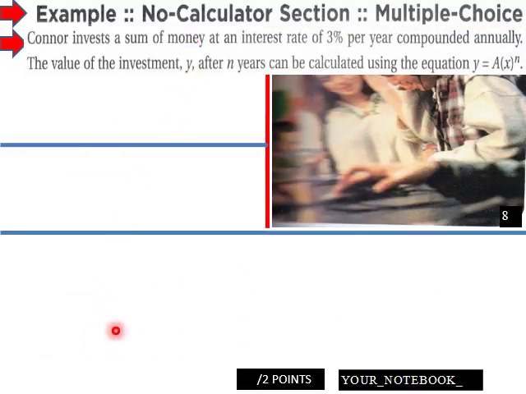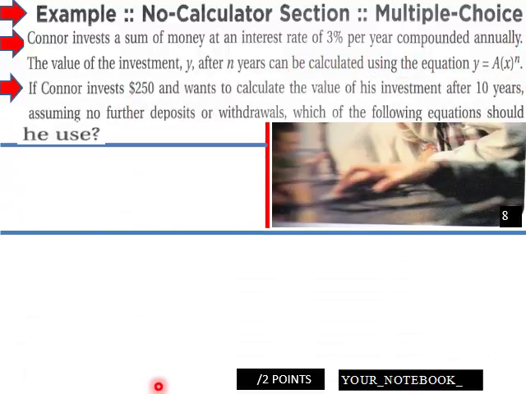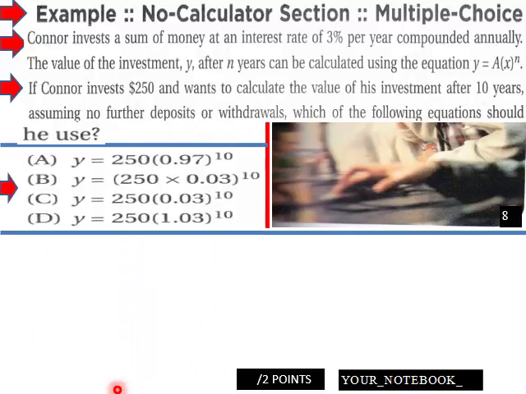Example, no-calc section. Connor invests a sum of money at an interest rate of 3% per year compounded annually. The value of an investment y after n years can be calculated using this equation: y equals a times x to the nth. If he invests 250 bucks, what's the value of his investment after 10 years? And these are the possibilities here.